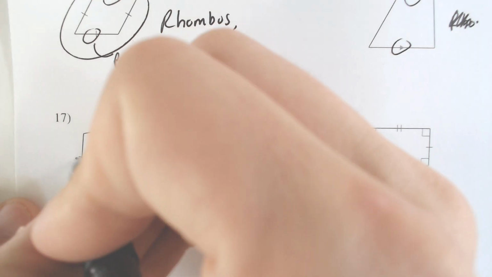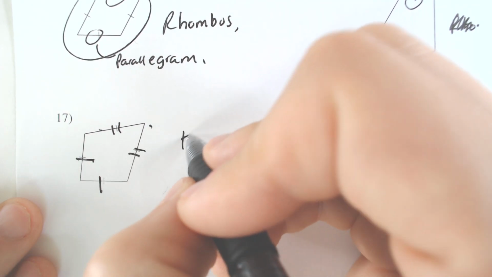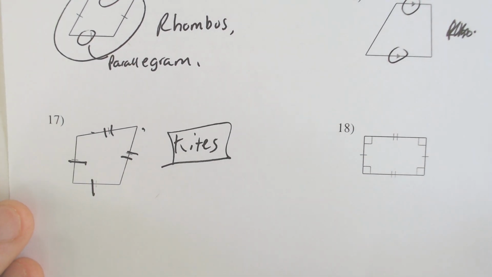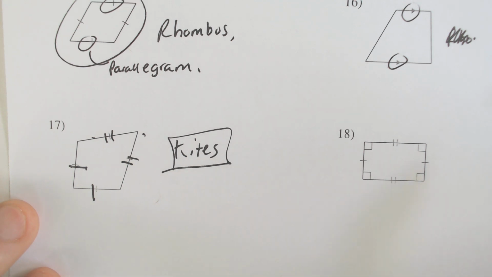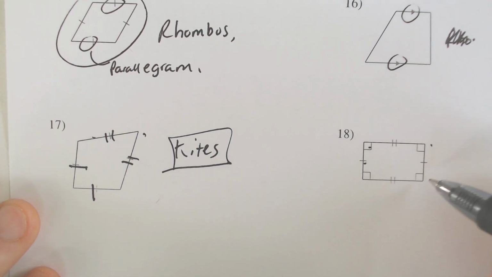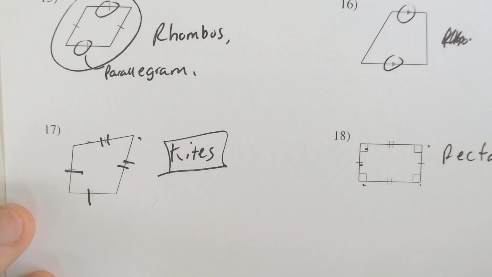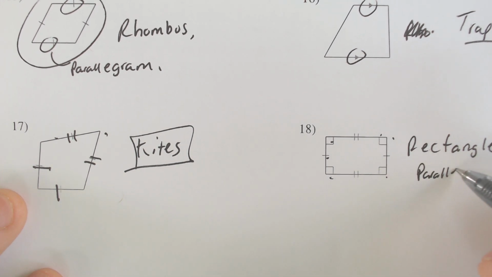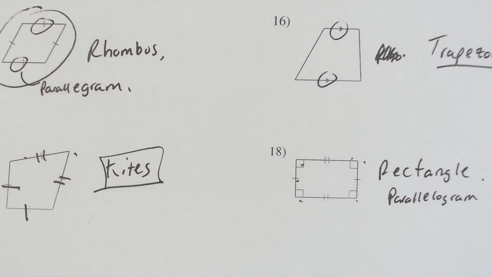17. It is a kite because the adjacent sides are equal to each other. Kites are a unique creature. They are nothing else, ever. Okay? Next one. We got a rectangle because it has 1, 2, 3, 4 right angles, rectangle. And if it has 4 right angles, then they are also considered a parallelogram, which you might also consider a trapezoid, but I personally would not.